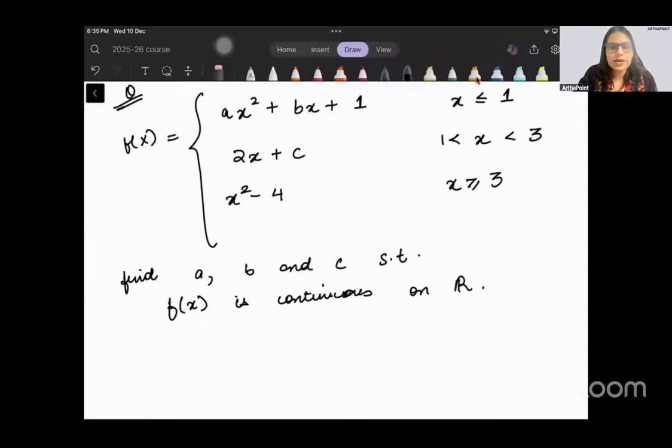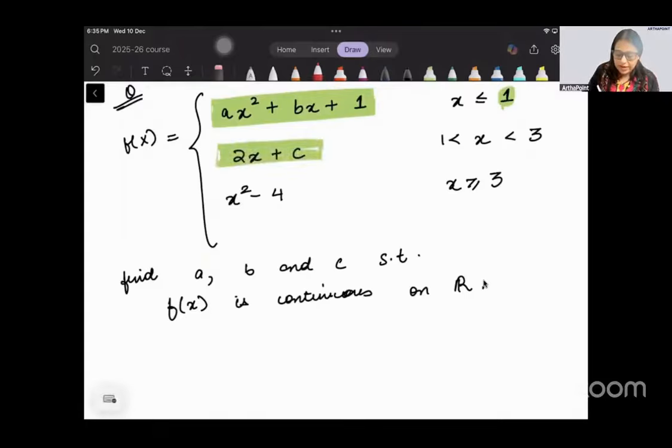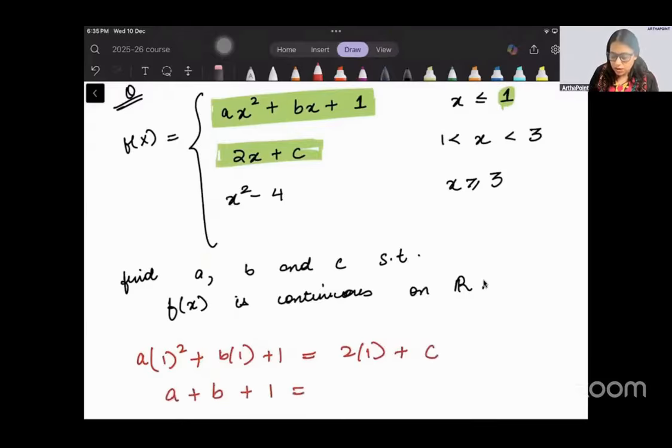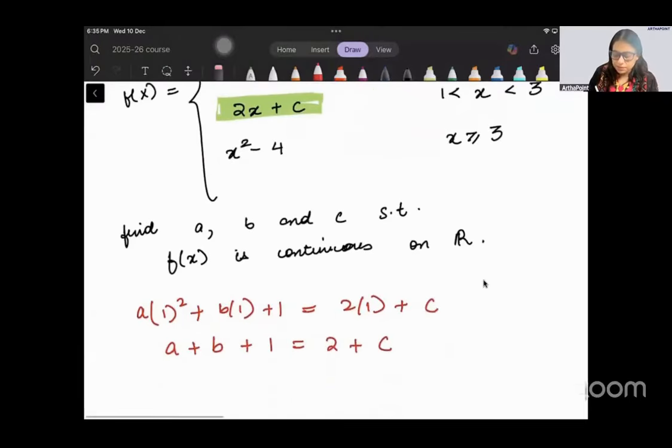Okay, what's the answer we are getting? So for continuity, we require that left hand limit should be equal to right hand limit should be equal to value of function. That means when I put x equal to 1 in this function, and when I put x equal to 1 in this function, I should get the same answer. So a 1 square plus b 1 plus 1 should give me 2 into 1 plus c. So a plus b plus 1 equal to 2 plus c. So a plus b minus c equal to 1.